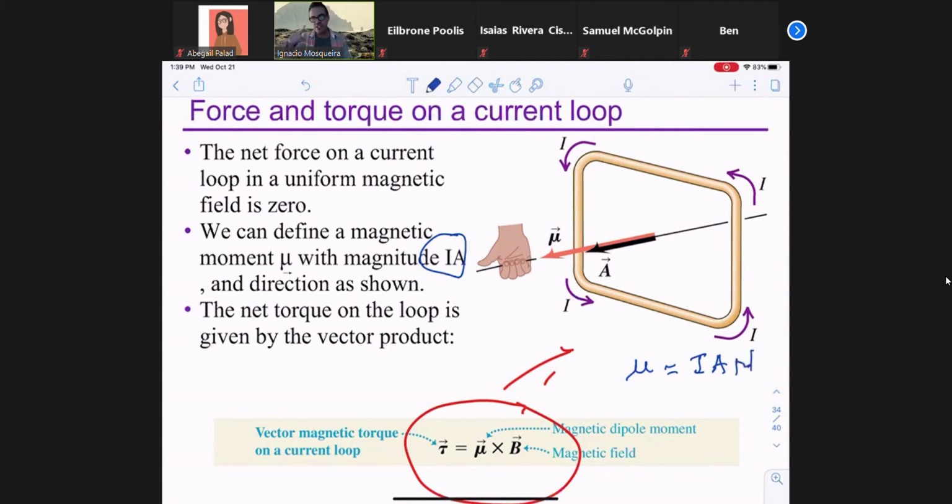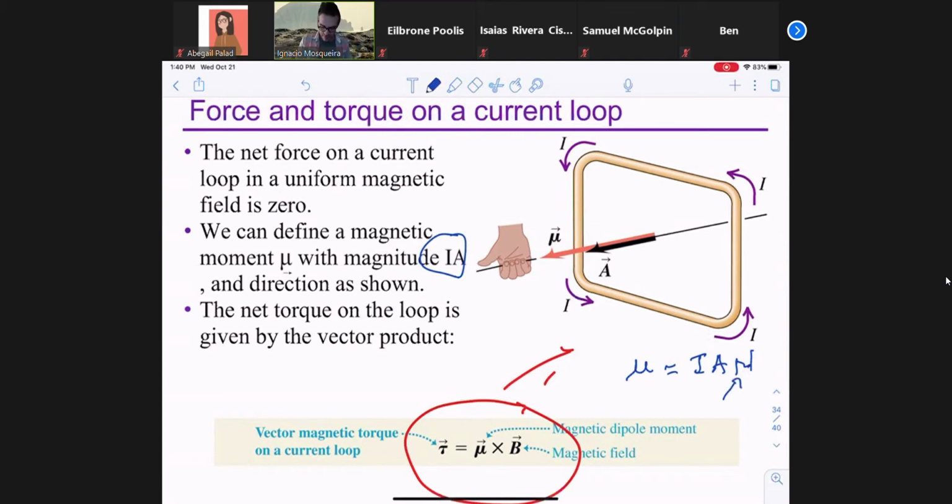So n is just how many times around the loop your wire goes. If it's one wire, but it goes around once, then it's IA. But if it goes around twice, then it's 2IA. Okay. So anyway, that's the same formula though. There's nothing different. This n is the number of turns of the wire around your loop.